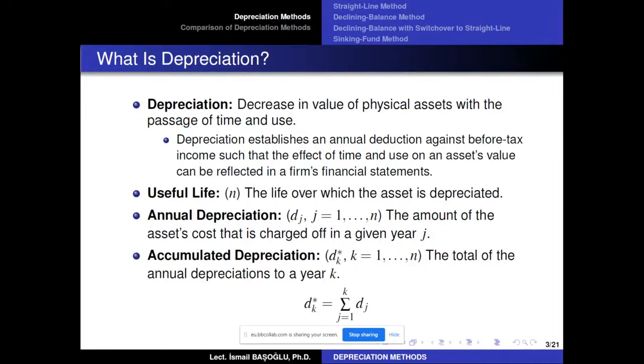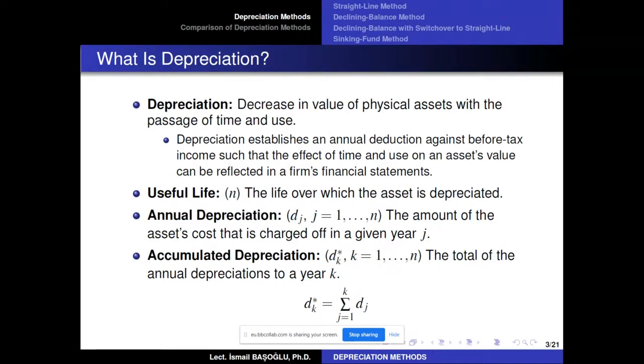Depreciation is a decrease in value of physical assets with the passage of time and use. When you purchase a machine and continuously use that machine, every year that machine that you own is going to lose some of its value. For example, let's say you have purchased a turning machine to be used in your manufacturing processes. In every year of usage, the machine is going to depreciate, and the worth of that machine is going to decrease in each following year.